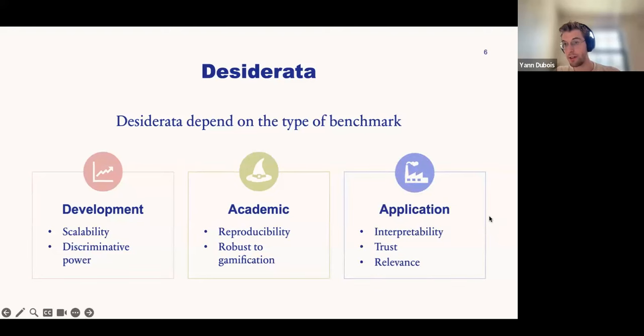If the goal is to develop an application and maybe put it in production, then interpretability is really important. You want to know what is going wrong. You need to trust your pipeline, because if you're making a decision on whether to put something in production, you need to make sure that your evaluation pipeline is trustworthy. And relevance. Of course, if your application is, for example, in coding, it's really important that you actually evaluate coding instead of, for example, math. So those are just a few desired properties.